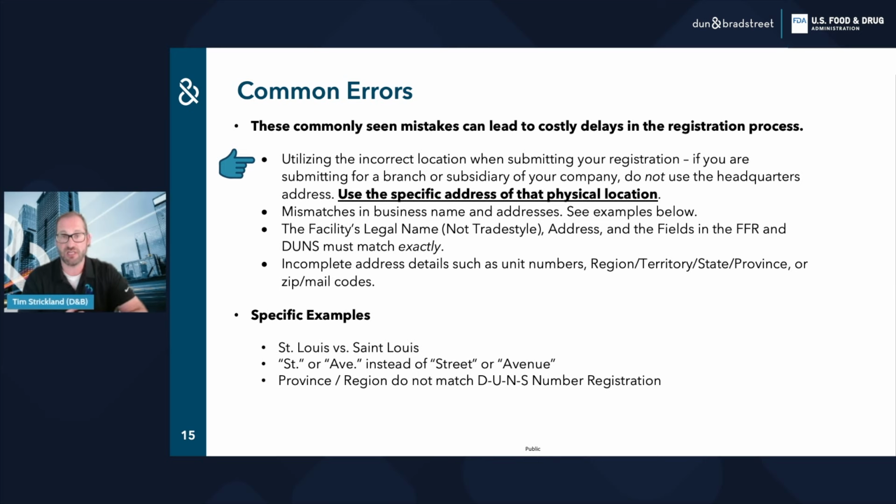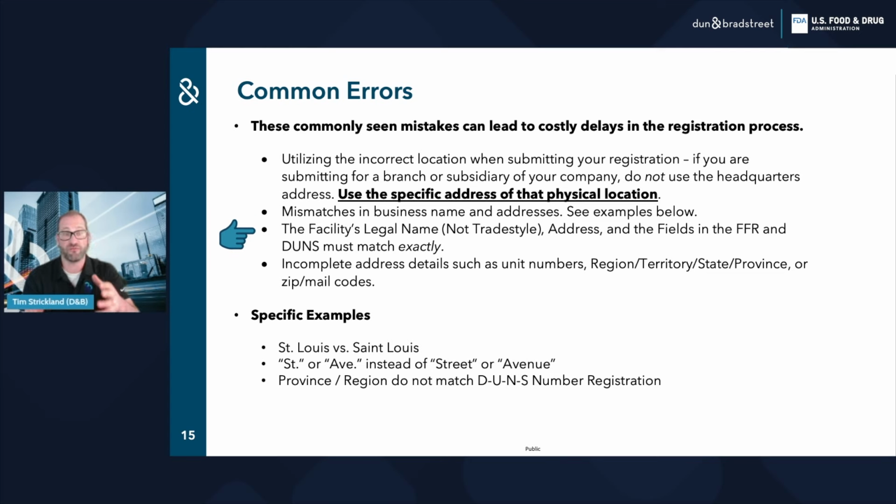We often see companies utilize the headquarters address information when they're registering a subsidiary or branch location. So it's important to use that specific address of the physical location of that branch or subsidiary. If you utilize the headquarters, that could cause some errors. We often see mismatches in the business name and addresses. There's some examples below here.